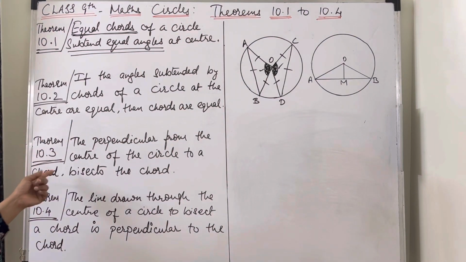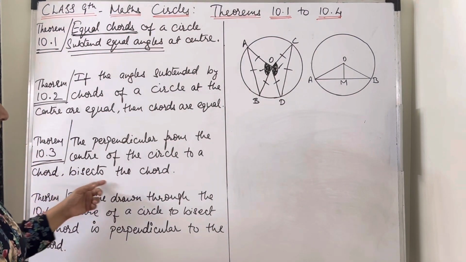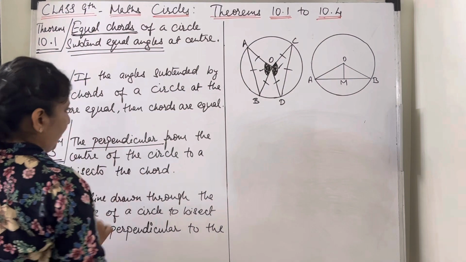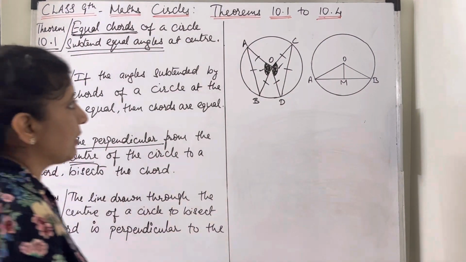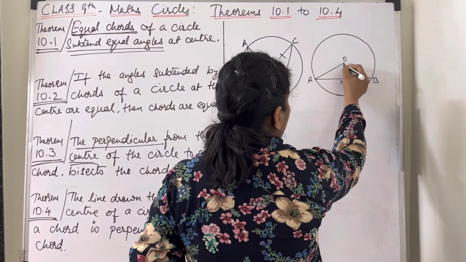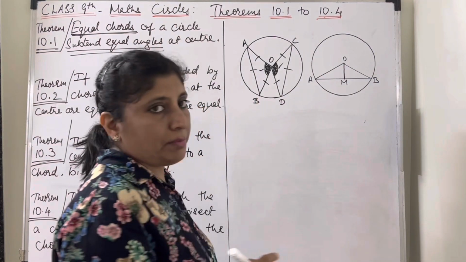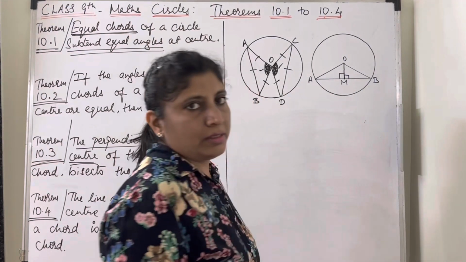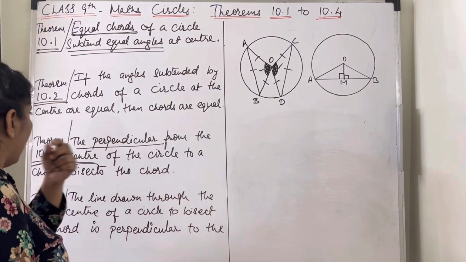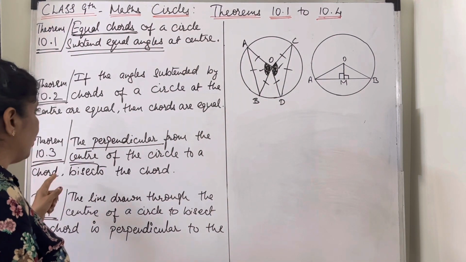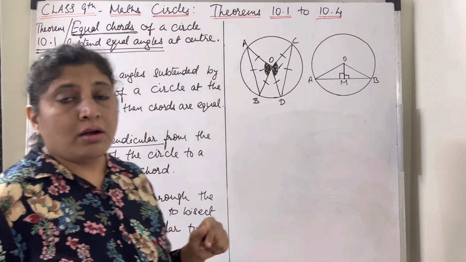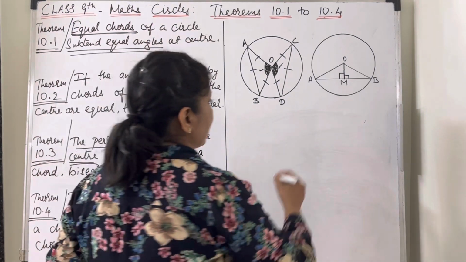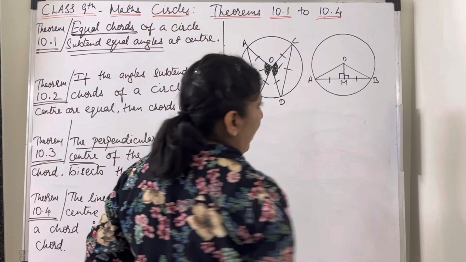The theorem says the perpendicular from the center of the circle to a chord bisects the chord. So there is a perpendicular. Perpendicular is given from where? From the center of the circle. OM is the perpendicular. If it is a perpendicular, then these two angles are bound to be 90 degrees. We have to prove that this line bisects the chord into equal parts. Bisects of course means dividing into two equal parts. So we have to prove AM is equal to MB.